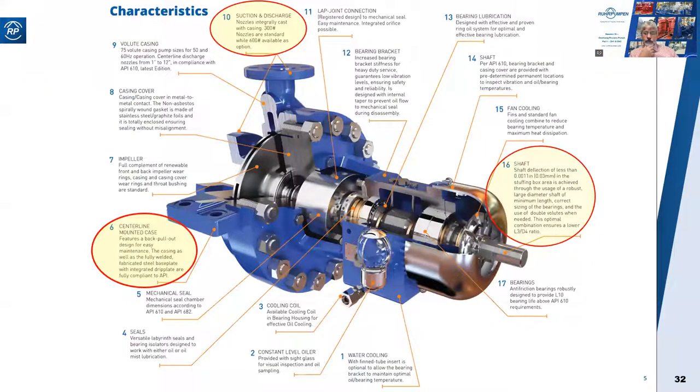Here are the various features of an OH2. I've highlighted three that really make the difference between API and ANSI pumps. I'm not going to go through everything in this slide. You can do it at your leisure when you get the hard copy of this. But the important points are here, the pressure casing is designed for 40 bar minimum with 300 pound flanges as standard. 600 pound is optional, which fundamentally means that the casing is good for about 60 bar.